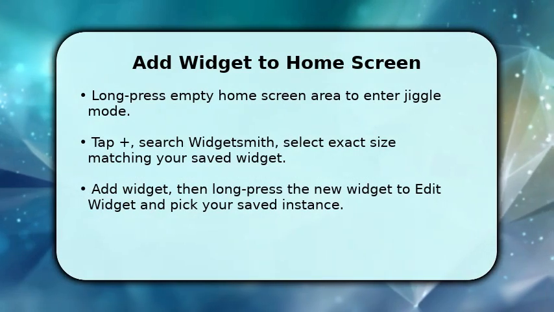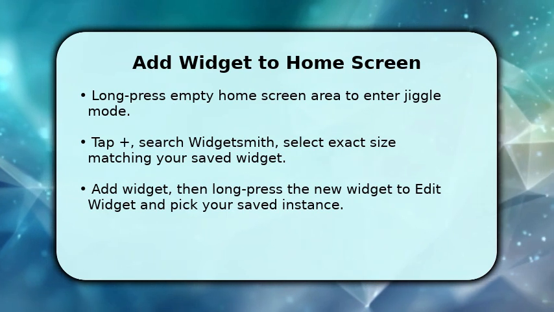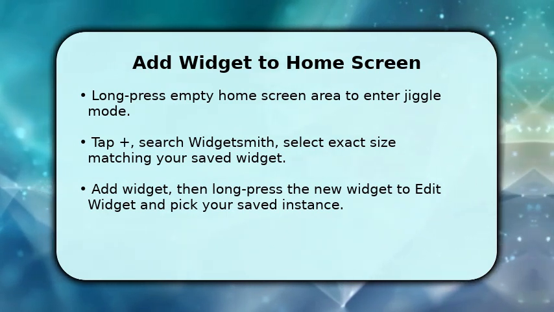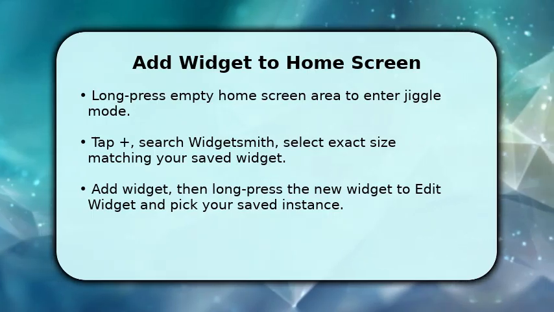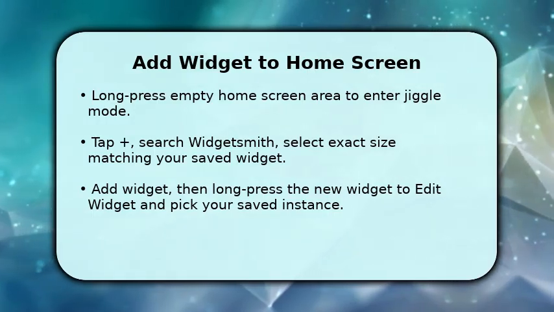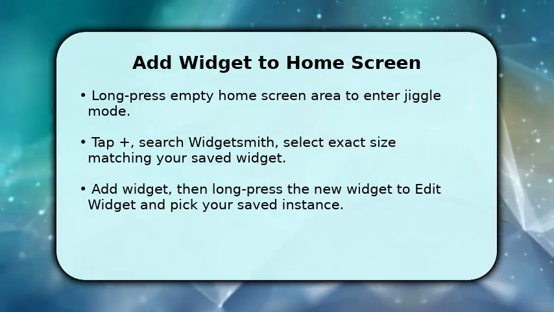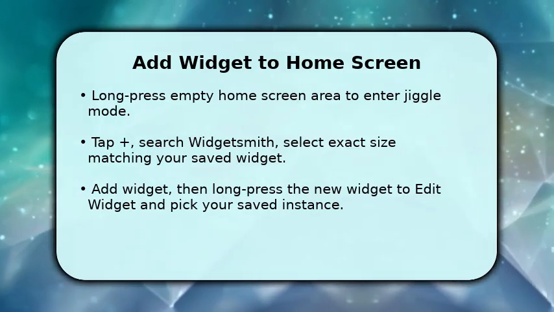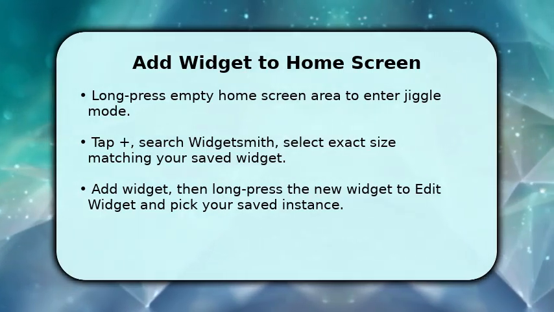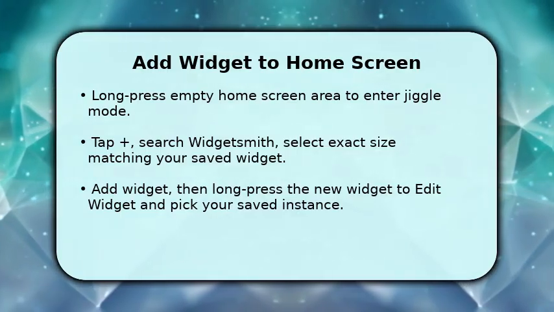Now place the widget on the home screen. Long press any empty spot until icons jiggle, then tap the plus button and choose Widgetsmith from the widget list. Pick the same size you created earlier to avoid resizing issues. After adding it, long press that widget and choose Edit Widget. This step is crucial because you must select the exact saved widget instance you made in the app. Make sure the chosen instance name matches what you saved so the appearance and data are correct.